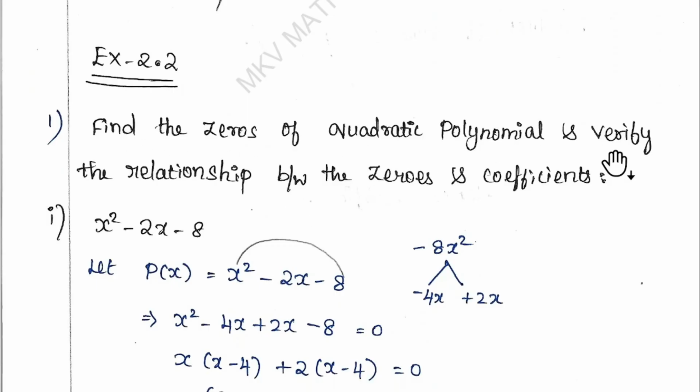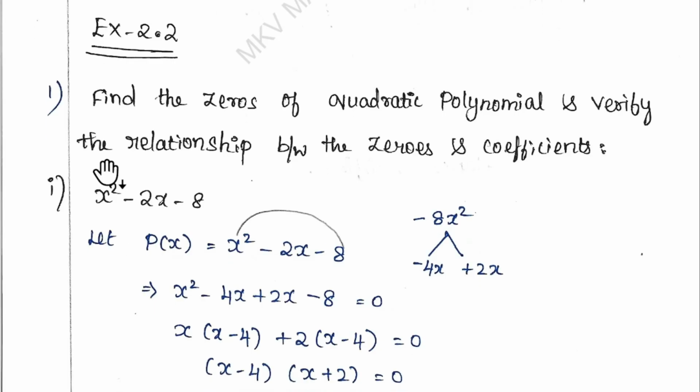Find the zeros of a quadratic polynomial and verify the relationship between zeros and coefficients. What is a quadratic polynomial? It is a quadratic equation, right? They usually give a quadratic equation, and you need to find alpha and beta. How will you find alpha and beta? If you solve using the middle term splitting method, you get the two values of x. One is alpha, one is beta.